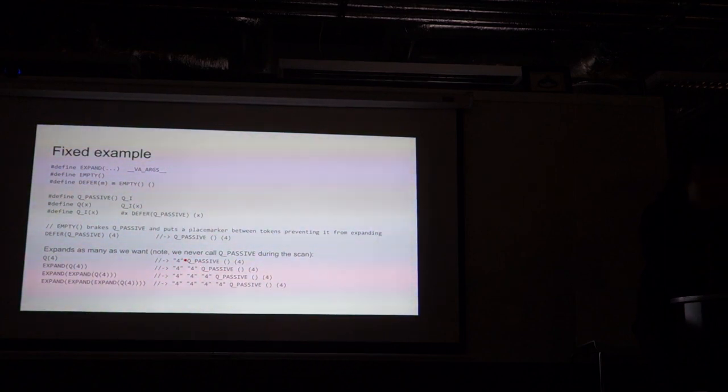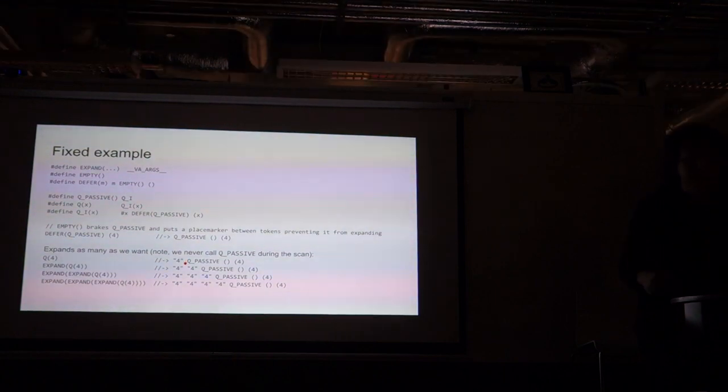And then the sequence of recursion continues. So this thing, if there was no empty here, it would be executed. So Q passive would expand into QI, and since we called QI already, it would stop, and QI wouldn't be available for further expansions. But the definition of Q passive, there's a parenthesis there.